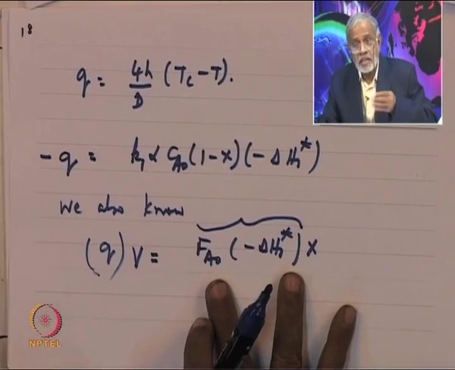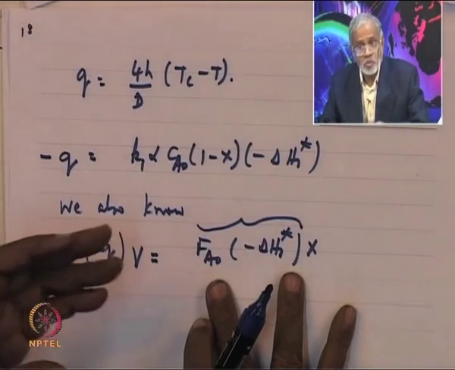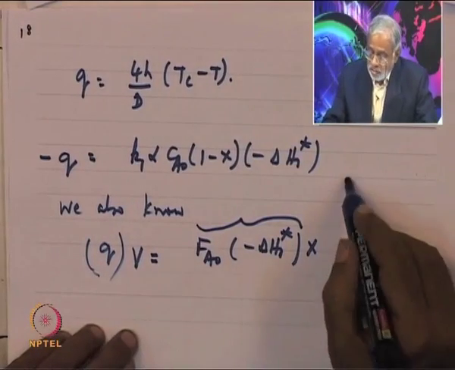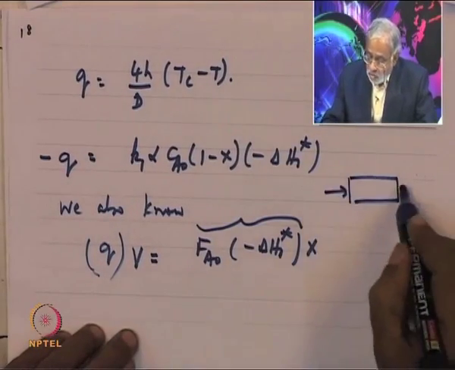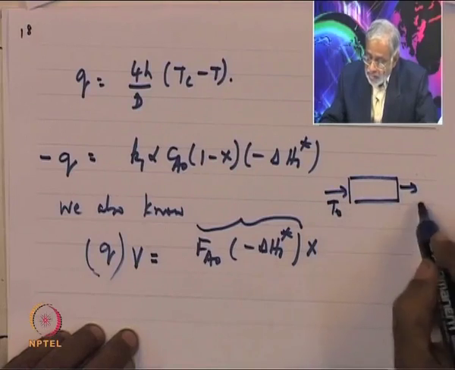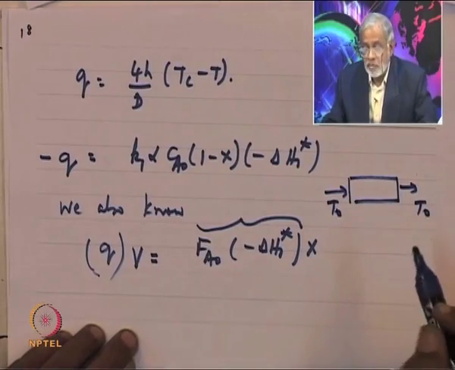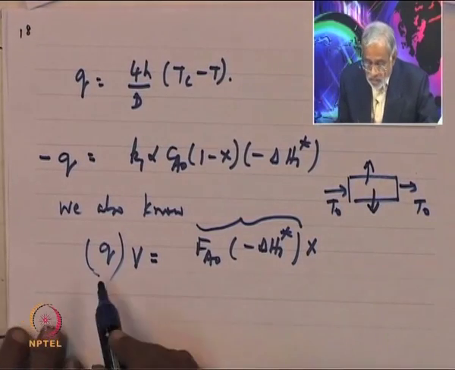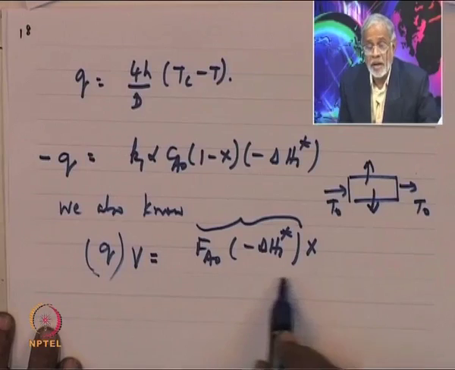It is not increasing the temperature of the fluids, because the fluids leave the reactor at the same temperature at which they enter. Therefore, the only way this heat can escape is into the cooling fluid. So, this is the statement of that energy balance.